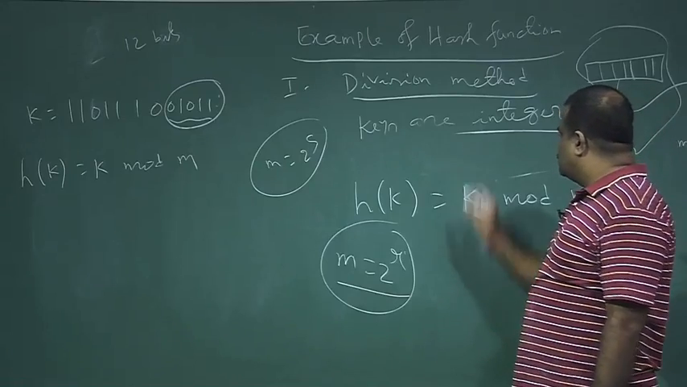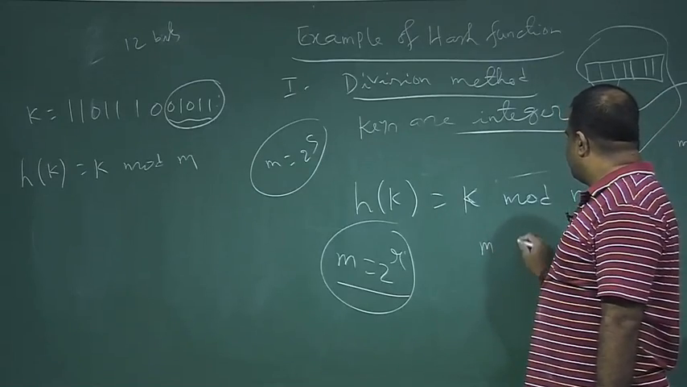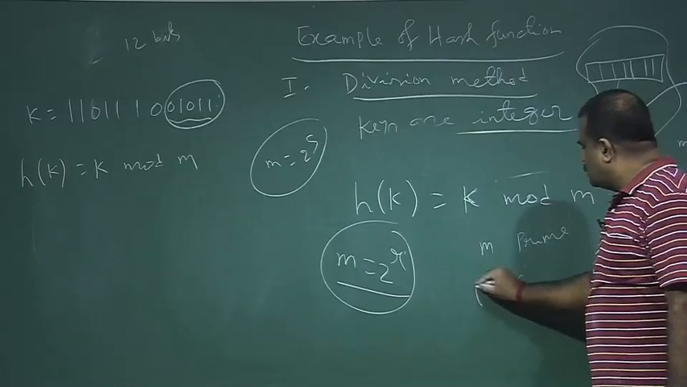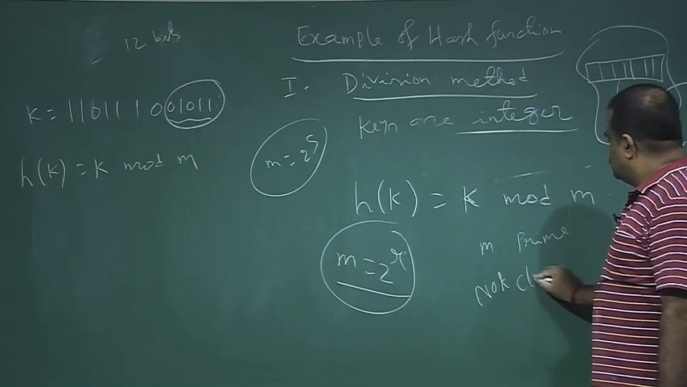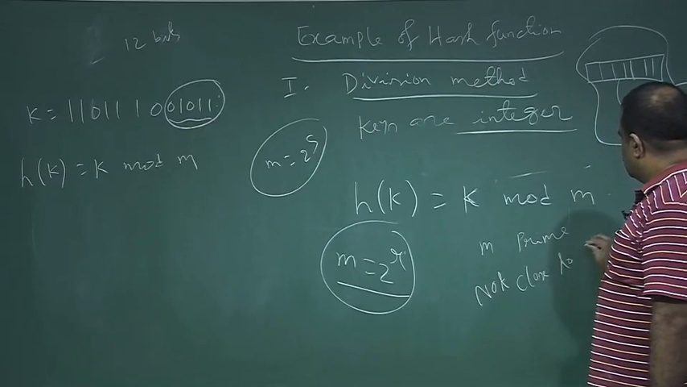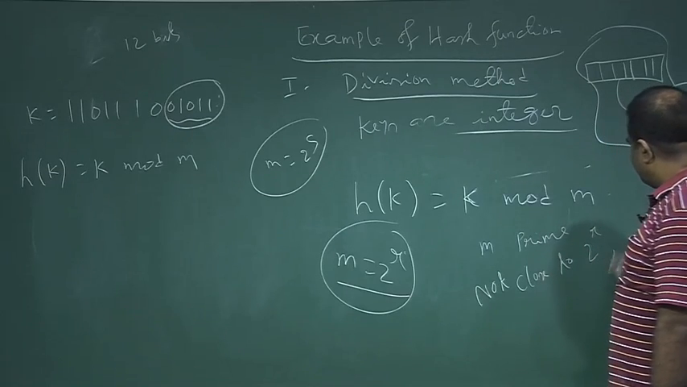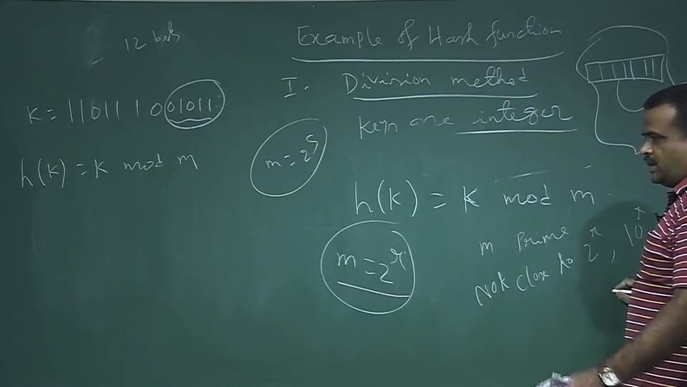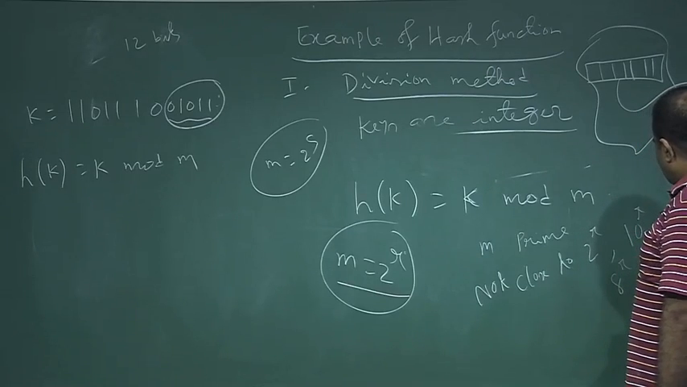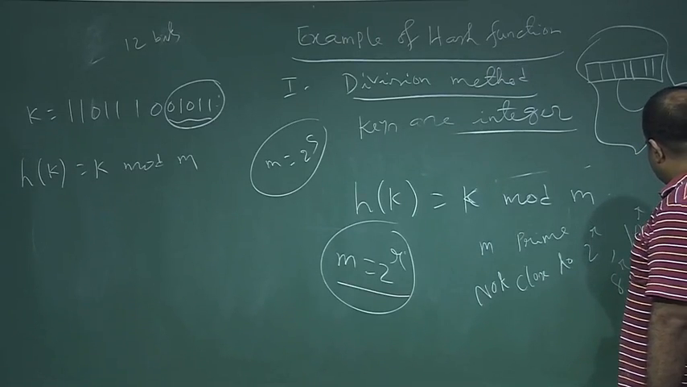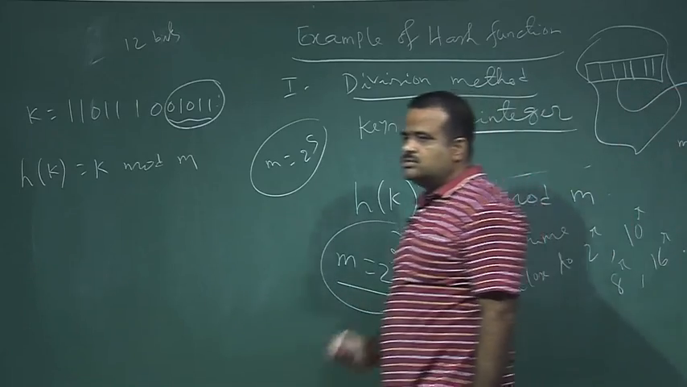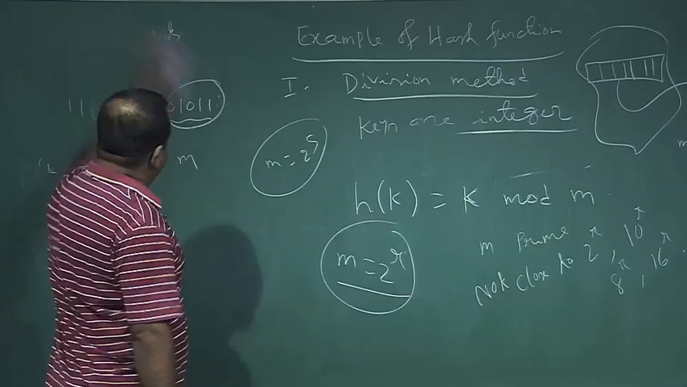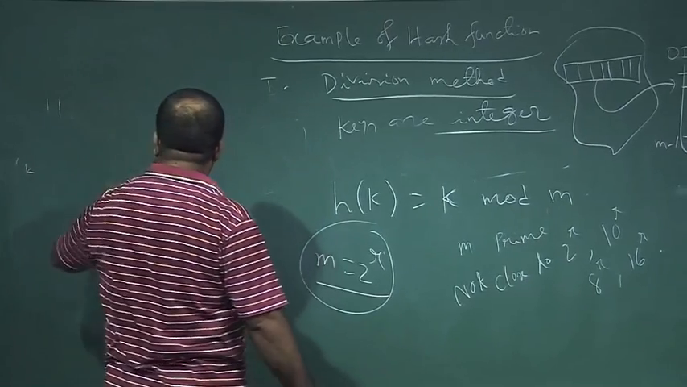So, usually for this method we choose m to be prime, which is not close to some 2 to the power r, or if you are in the decimal system, 10 to the power r, or if you are in the octal or hexadecimal system, and so on. So, this should not be close to this. Okay. So, to avoid this problem, we have the second method, which is called the multiplication method.